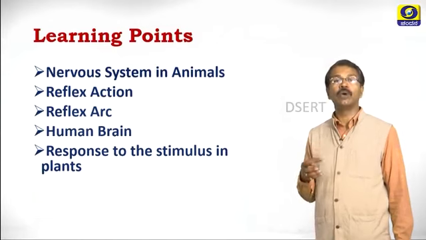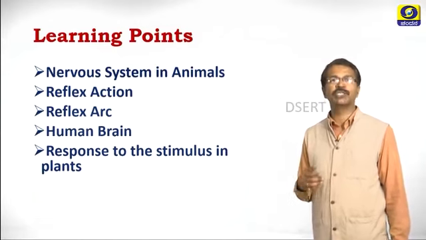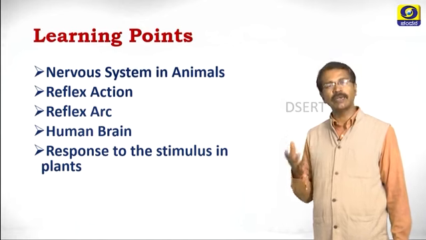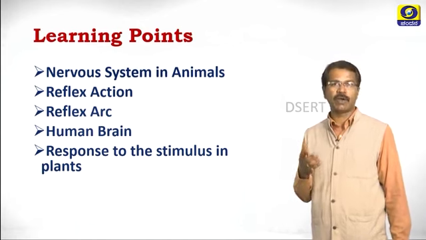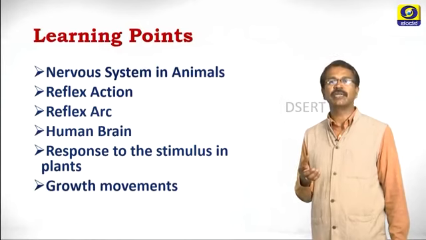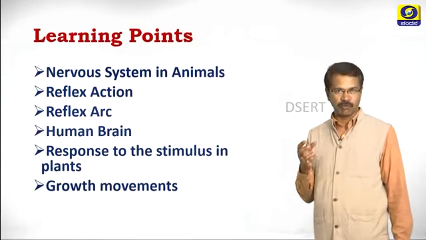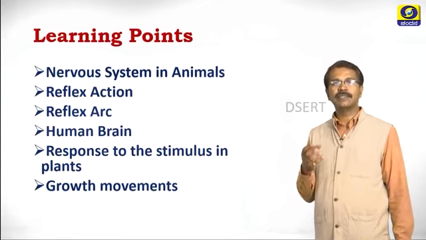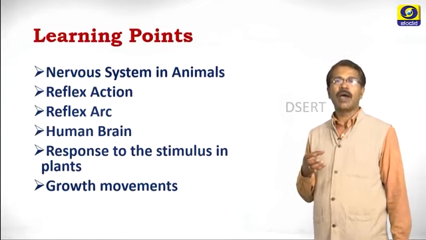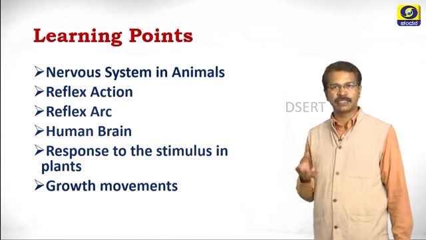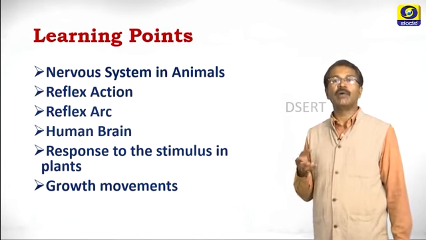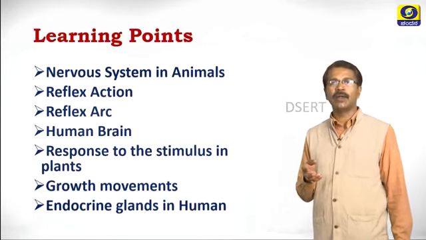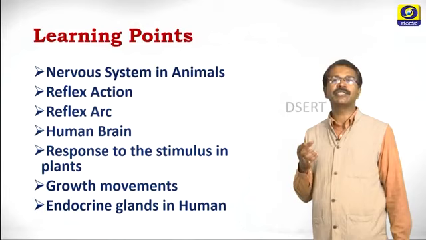Apart from that, how plants give response to a stimulus, whether they give response or not, that also we will study, and how they give it, if at all they give response. Next is the growth movements in plants. Growth occurs in plants. Why does growth occur? Is there any necessity behind it, or is it just for increasing in size? All those things we have already learned. Let us revise all those points again, students. And lastly, the endocrine glands in human beings.